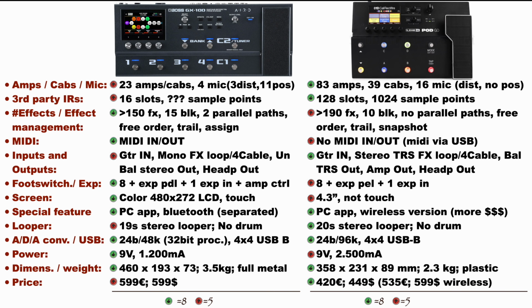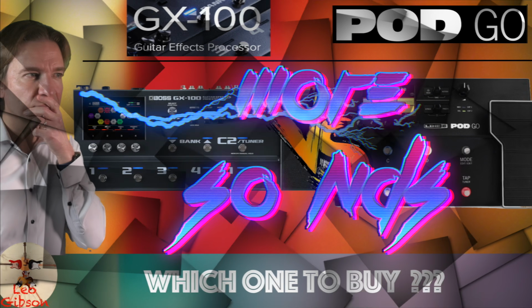Obviously, each feature could have a different importance for you, and so for instance, you may prefer the Pod Go for the stereo effect loop or the GX100 for the more flexible signal chain or the touchscreen. But if you just algebraically sum the reds and greens, they are on par. Let's now hear some more sounds.